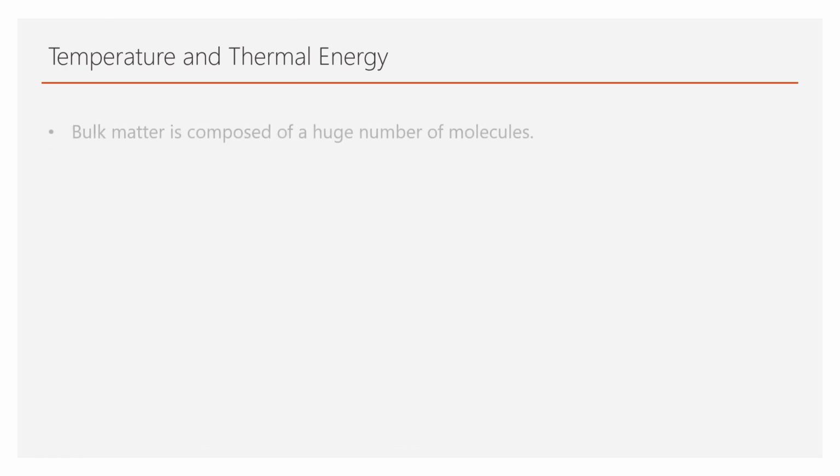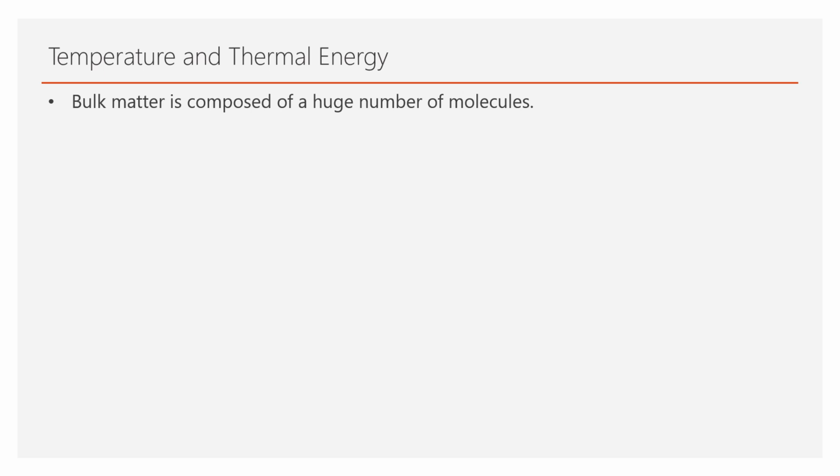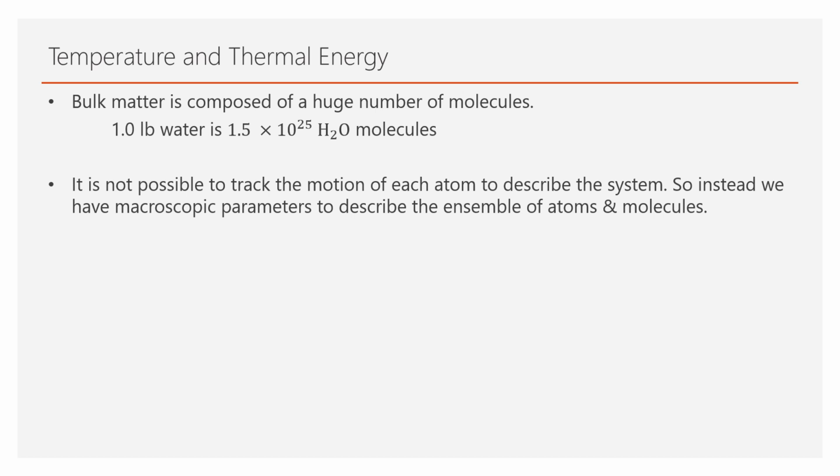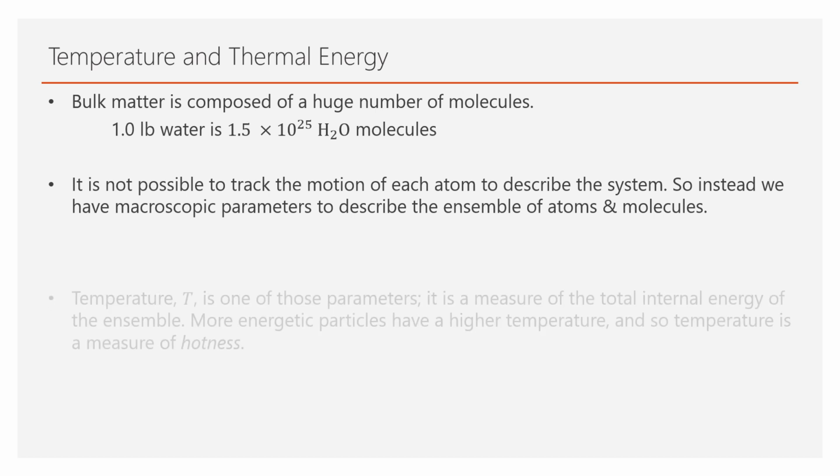Bulk matter is composed of a huge number of molecules or atoms. For example, 1 pound of water is composed of 1.5 times 10 to the power of 25 H2O molecules. It is impossible to track the motion of each of these molecules, and even if we could, there would be far too much information to process. And so, instead, we have macroscopic parameters to describe the ensemble of atoms and molecules.